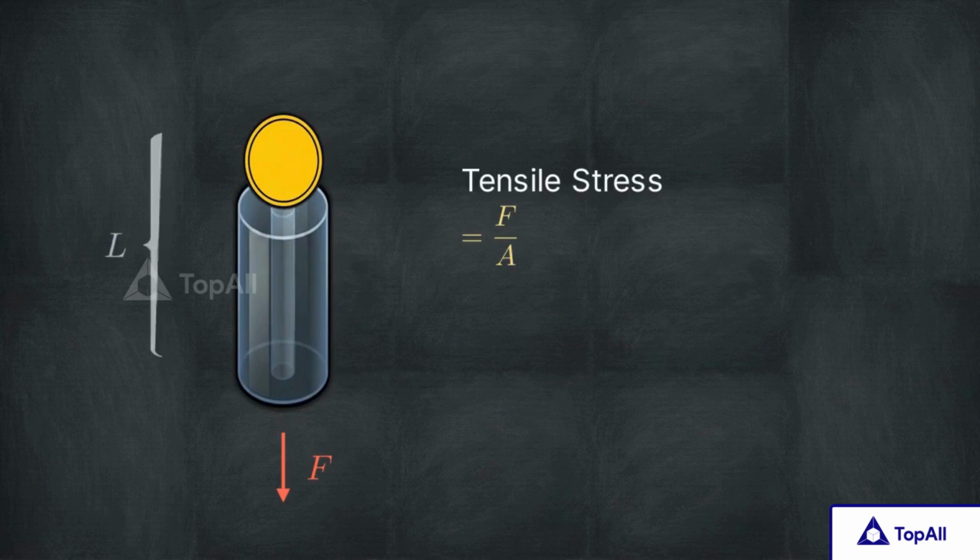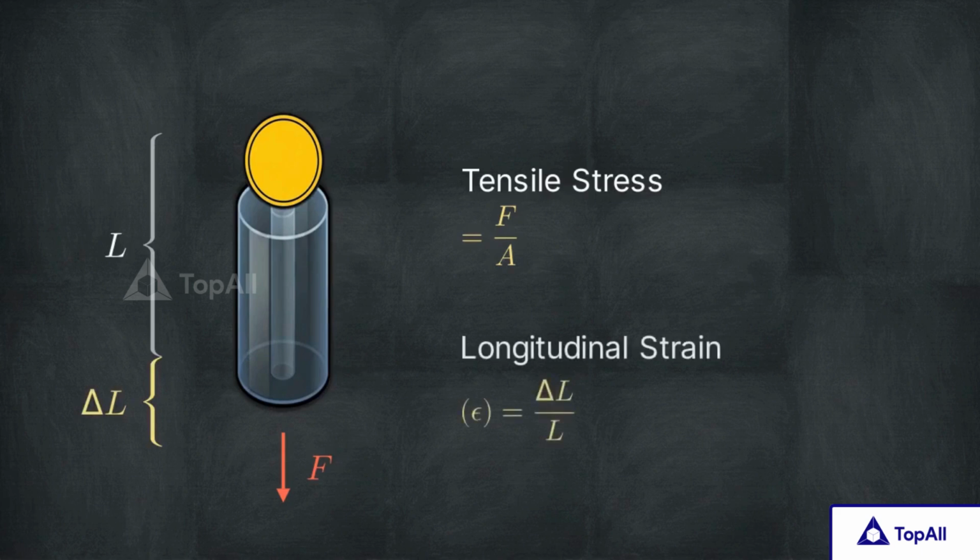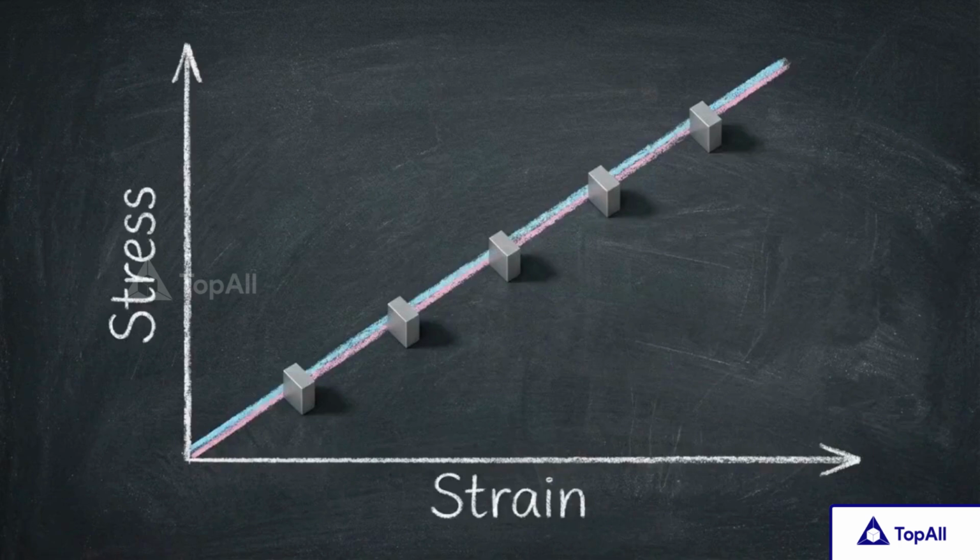As the stress is applied, the material yields. We measure this physical consequence by comparing the change in length against the wire's original, unstretched length. Dividing that change in length by the original length gives us a ratio known as longitudinal strain. For small deformations, these two concepts operate in lockstep.